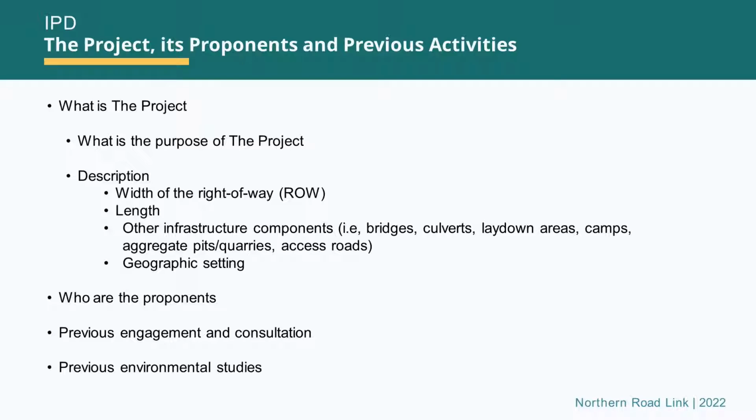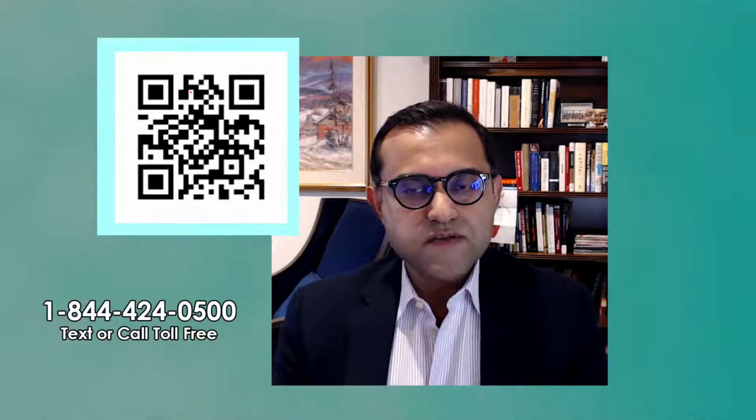And as part of a road, you've got bridges, culverts, laydown areas, camps required during construction, aggregate pits and quarries required both for construction but for ongoing maintenance. And then those areas might be a little farther away from the road itself, so you need access roads to get to aggregate sites and quarries. So those are all other infrastructure components, and then a description of the geographic setting of the project. So all that description, that descriptive account, is the first part of an IPD.